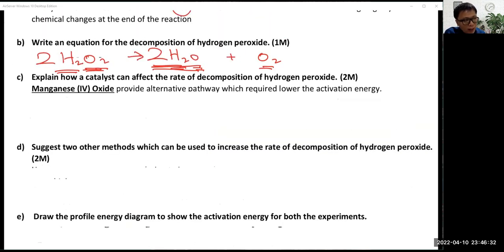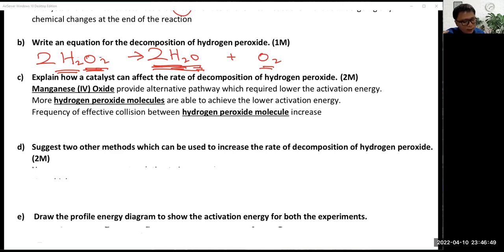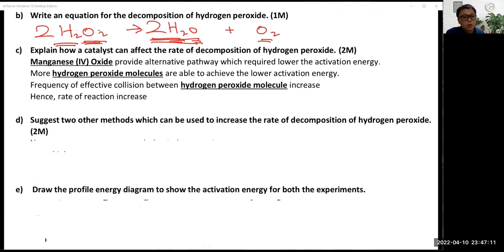Okay, so you must mention that the manganese(IV) oxide will provide a shortcut, we call it an alternative pathway, which requires lower activation energy. Then more H2O2 molecules will be able to achieve the lower activation energy, meaning the mark goes down from 70 to 50. Then the frequency of effective collisions between the hydrogen peroxide molecules will increase, so the rate of reaction will increase. I underline the words that are the chemical name, so whenever your school teacher changes the chemical, you can use exactly the same sentences and alter it to another chemical name.